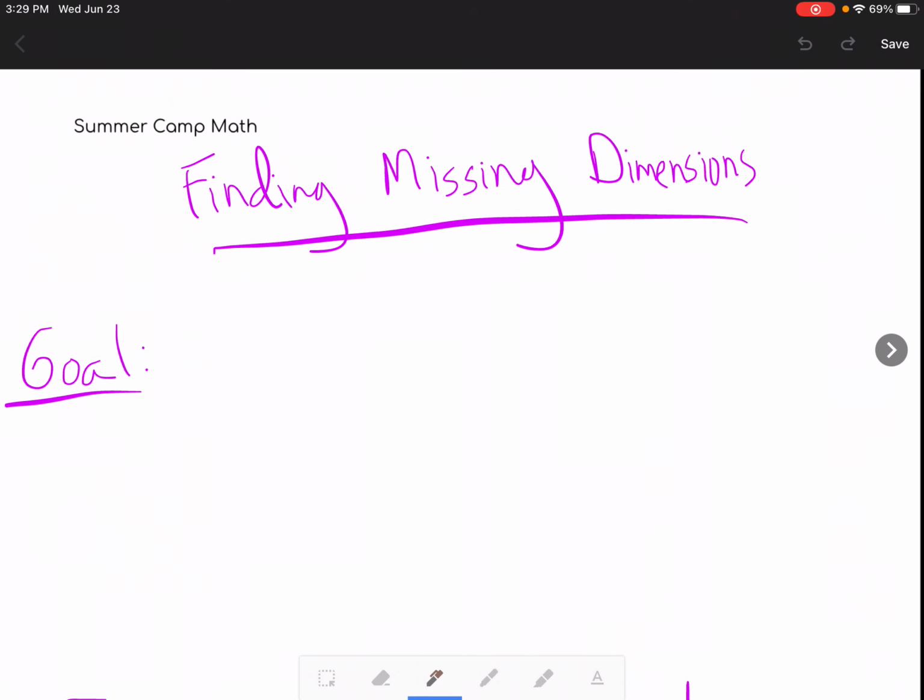In this video, we're going to talk about finding missing dimensions. Now, I gotta caution you, this is not going to be as cool as it sounds like it's going to be. We're talking about finding either the height, the width, the length, the base, or something like that of a shape.